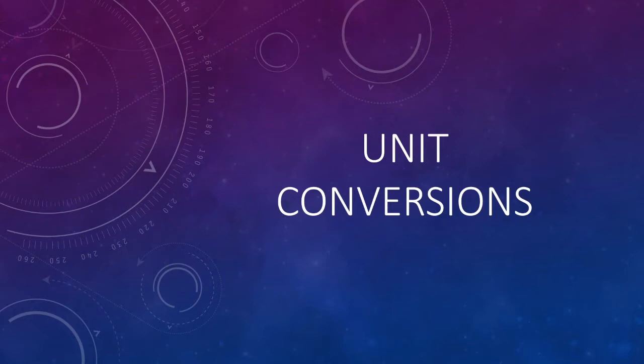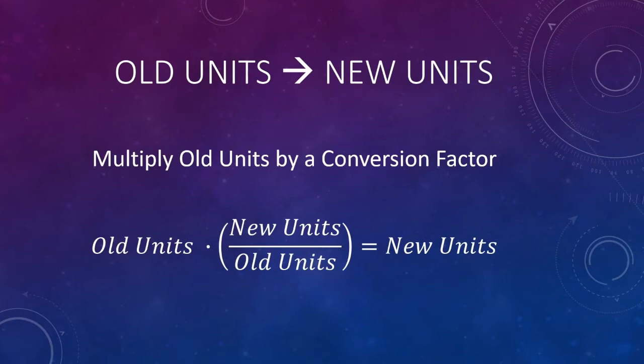A lot of times when people are starting to do conversions, they can get confused as to when you multiply and when you divide, and it's hard to keep it straight. What I would encourage you to do and think about whenever you're going from a set of old units to new units, think of it as you're always doing a multiplication, and what you're doing is multiplying your old units by a conversion factor, where you have new units on top and old units on bottom.